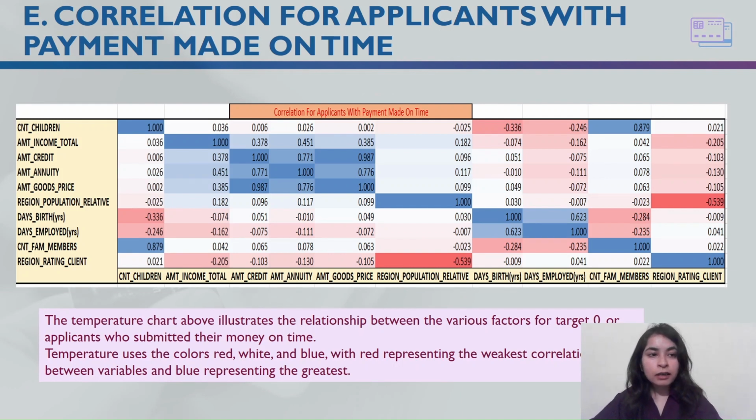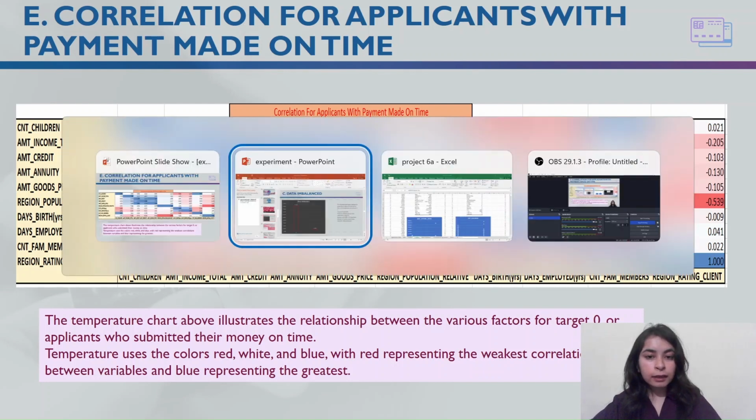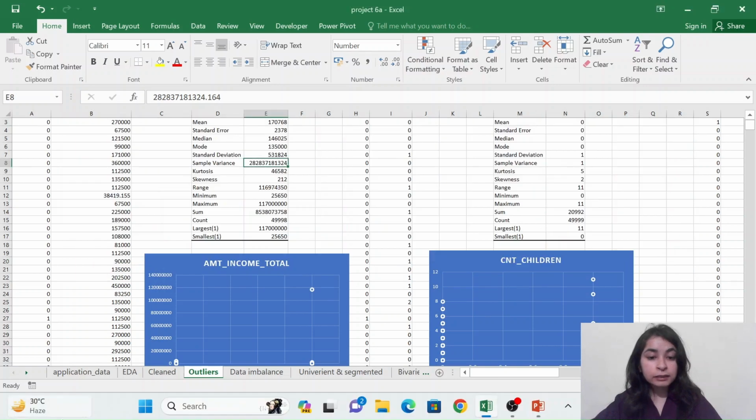Then our last task was to establish a correlation for the application. This is about the application with payment made on time. Applicants who make the payment on time are target 0. We have established the correlation with them with the help of the CORREL function. Actually, I will just get back to the Excel file and show it.